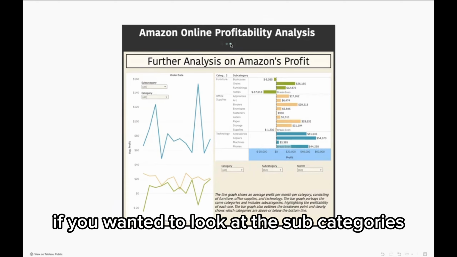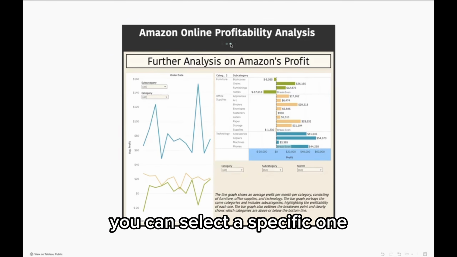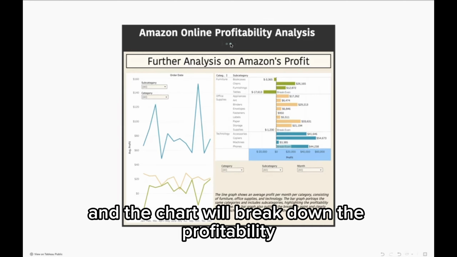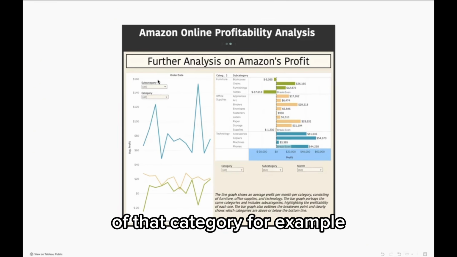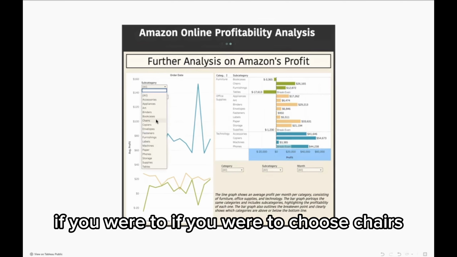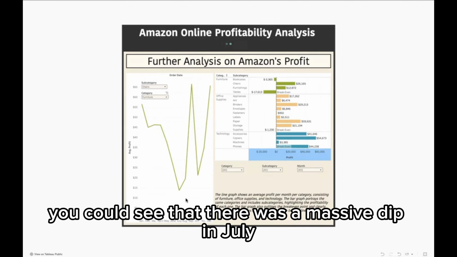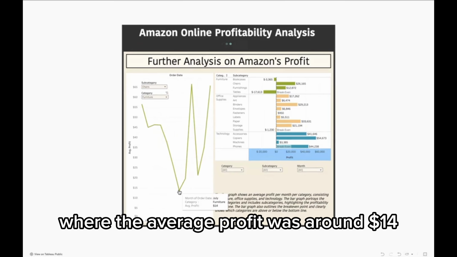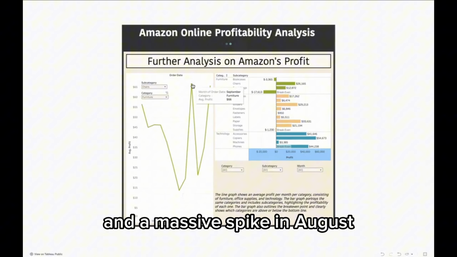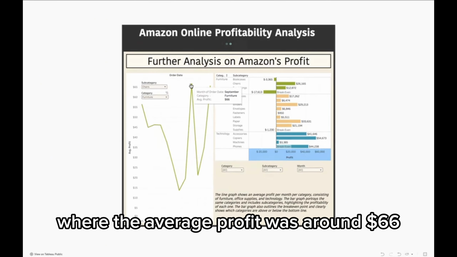If you wanted to look at the subcategories or categories with more detail, you can select a specific one, and the chart will break down the profitability of that category. For example, if you were to choose chairs underneath the furniture category, you could see that there was a massive dip in July, where the average profit was around $14, and a massive spike in August, where the average profit was around $66.